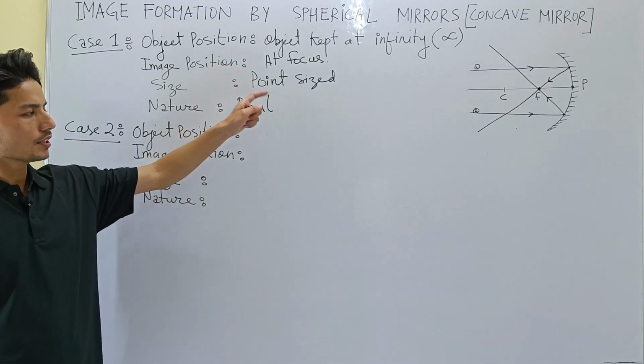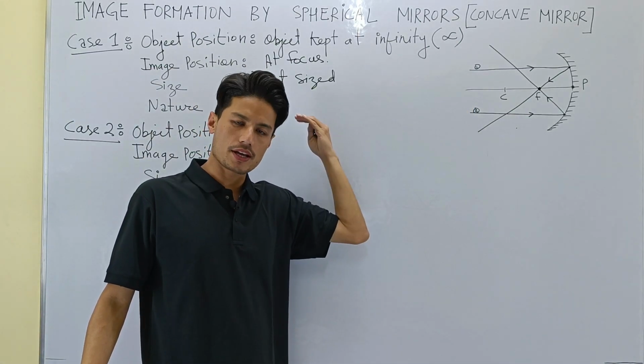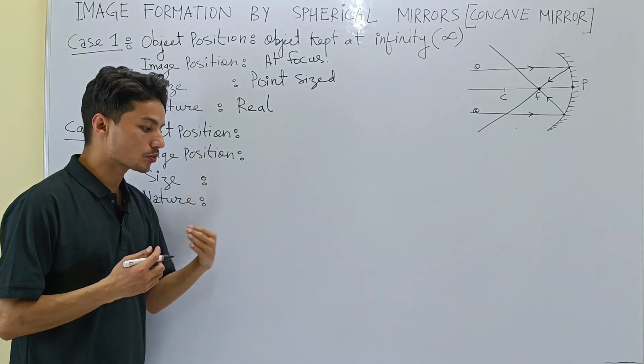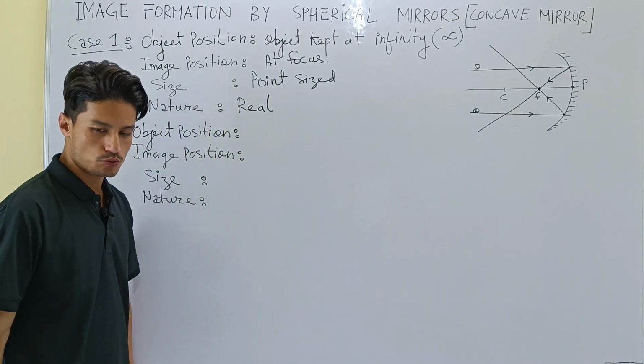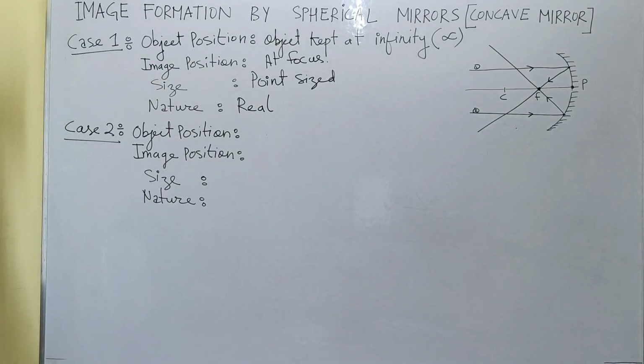Now in case 1, the object was kept at infinity. The object was kept very far away. Now the object will be brought forward. In case 1, the object was at infinity, so it's like it's out of your sight.